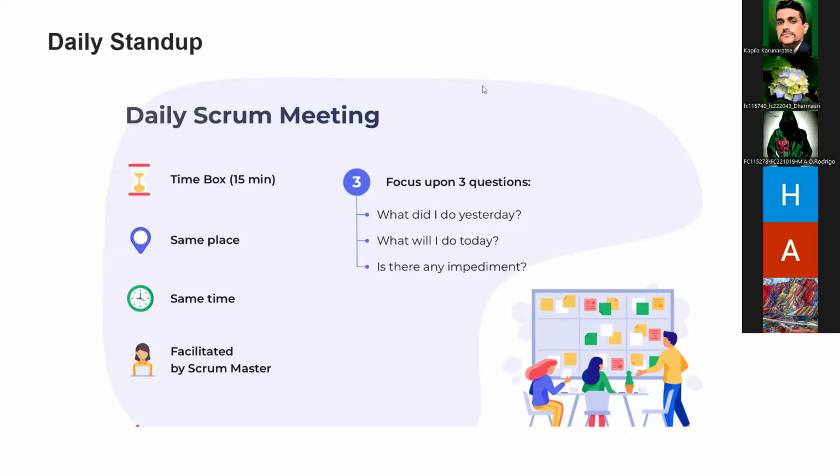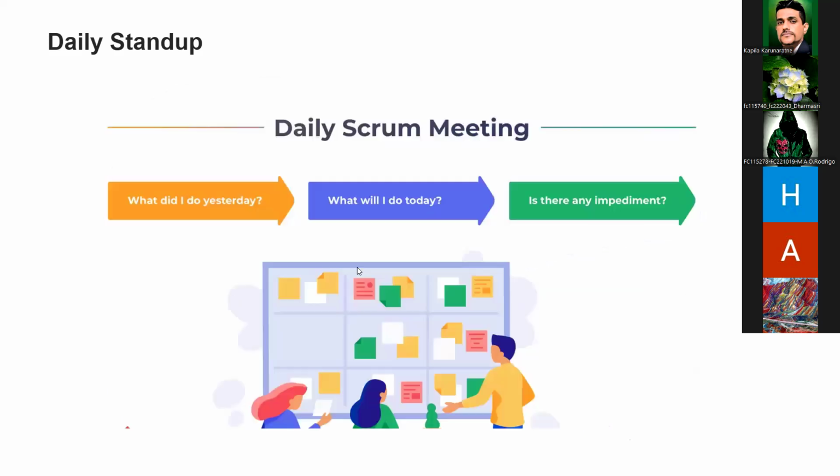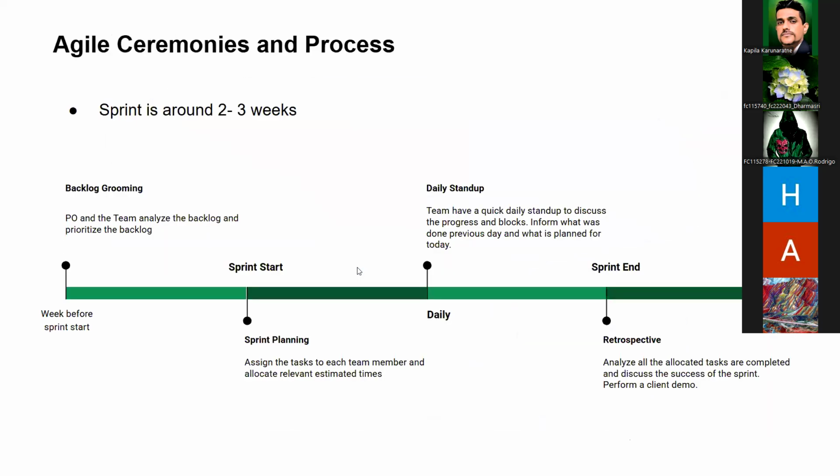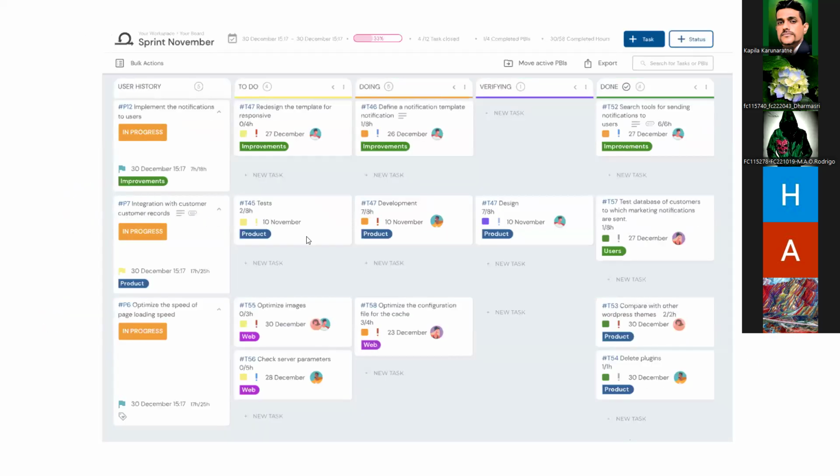So every day is the daily standup, and we will be measuring our dashboards as well. This is a Scrum dashboard. We will keep our user stories in these different states: to do, in progress, doing, verifying, testing, or done. Verifying means testing. So if it's a to do, that means you need to do it.